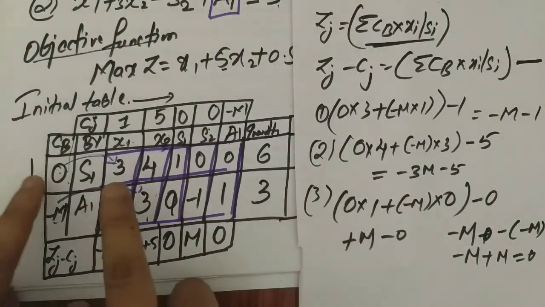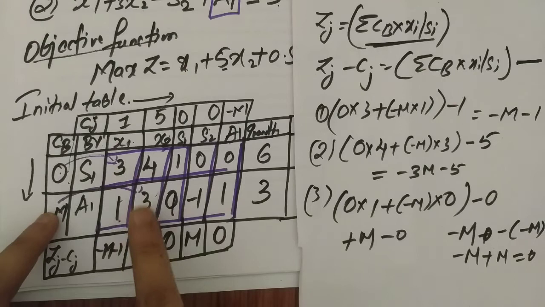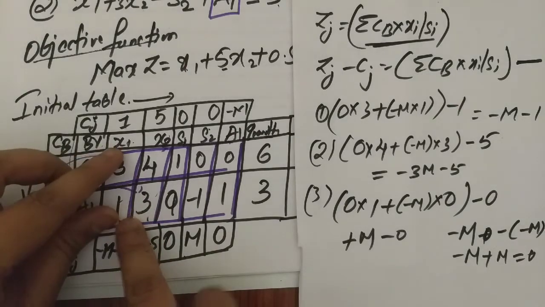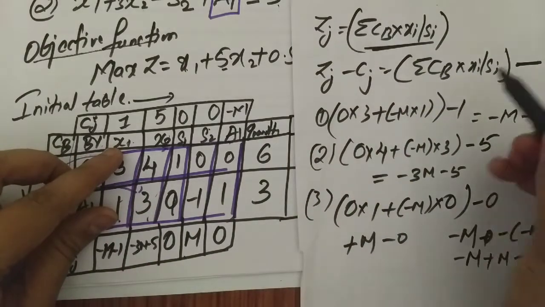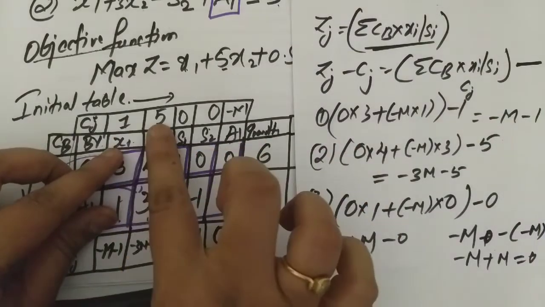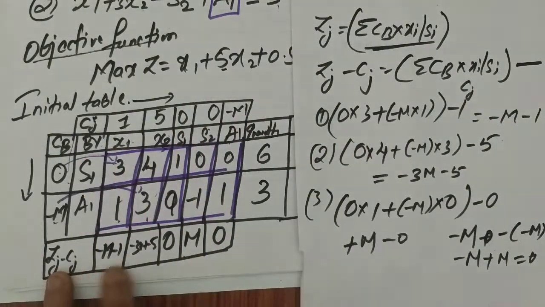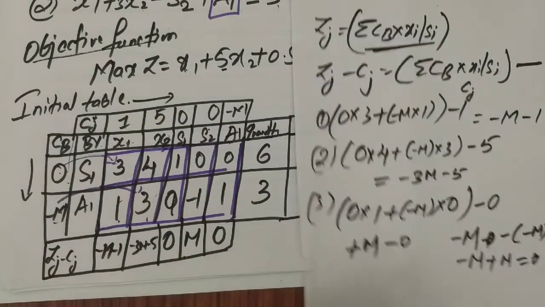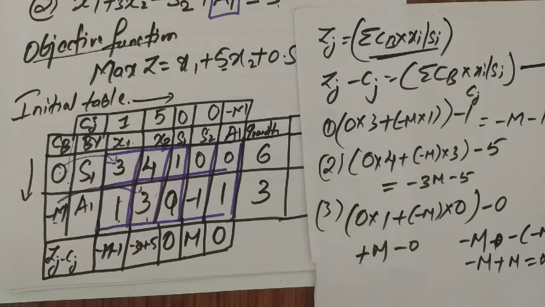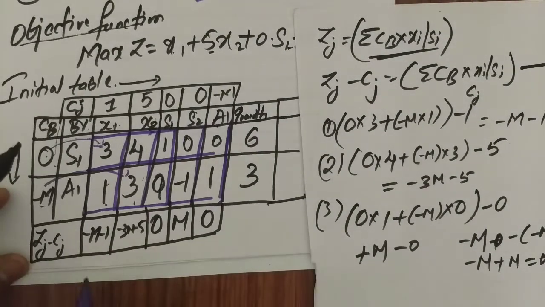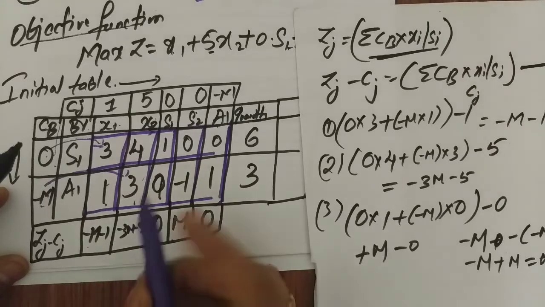So it is just the product of 0 into 3 plus minus m into 1. The obtained product has to be subtracted from Cj. Cj is nothing but the top entries. You will get Zj minus Cj. So this is a very important step. Once you have done this, you can see Zj minus Cj.